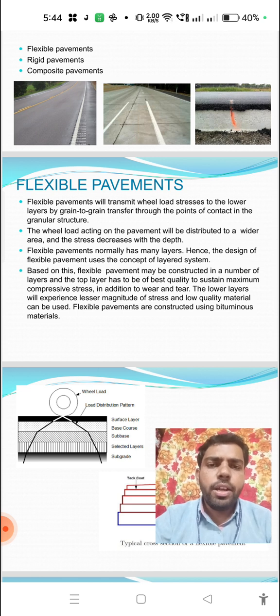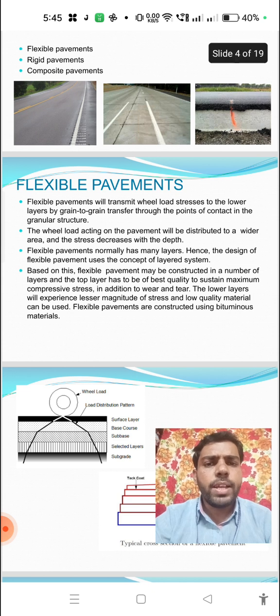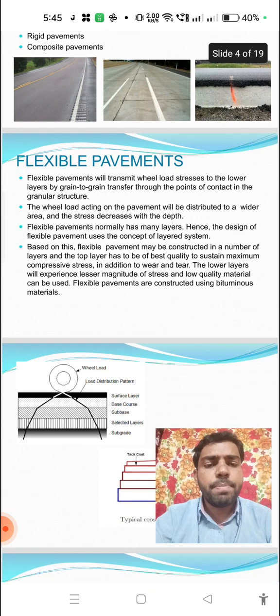Next point, flexible pavements normally have many layers. Hence, the design of the flexible pavement uses the concept of a layer system. Why? Because the flexible pavement consists of a number of layers, and the total pavement structure is built up in these layers.